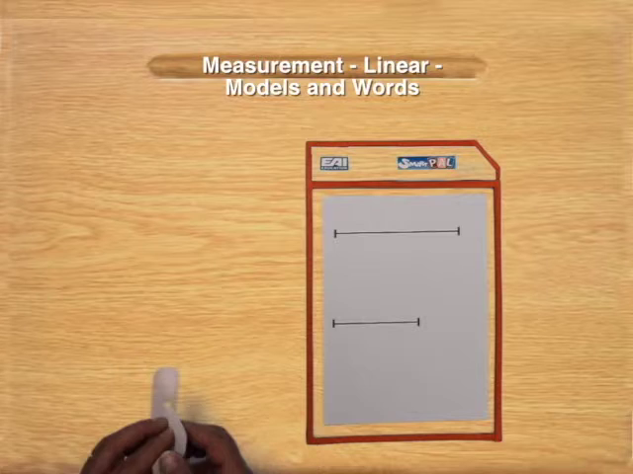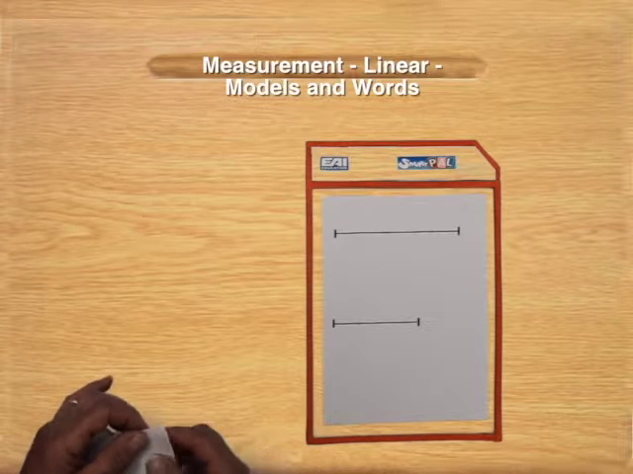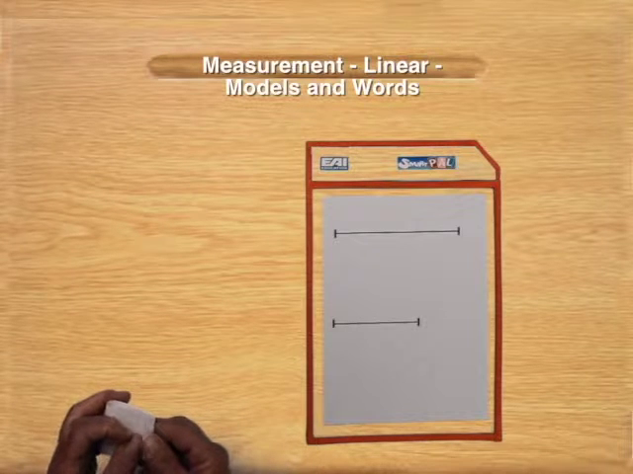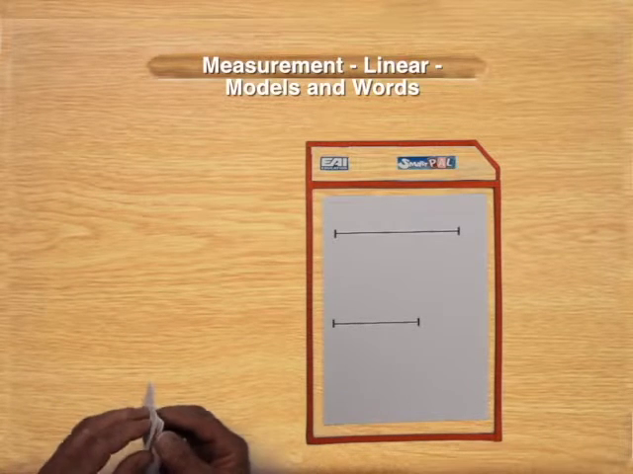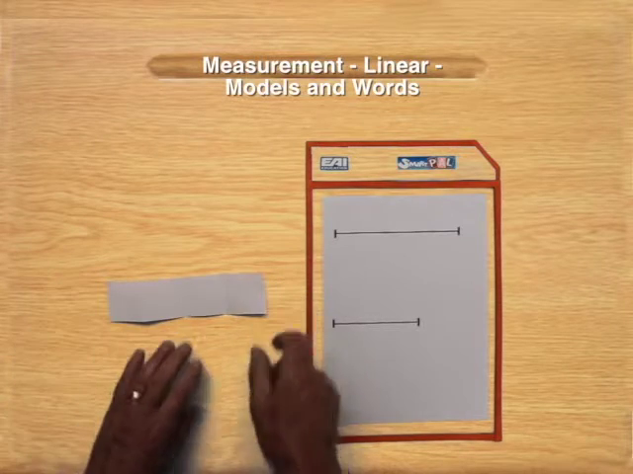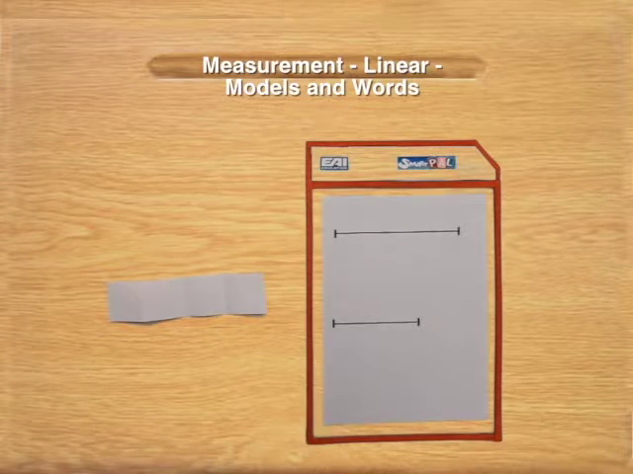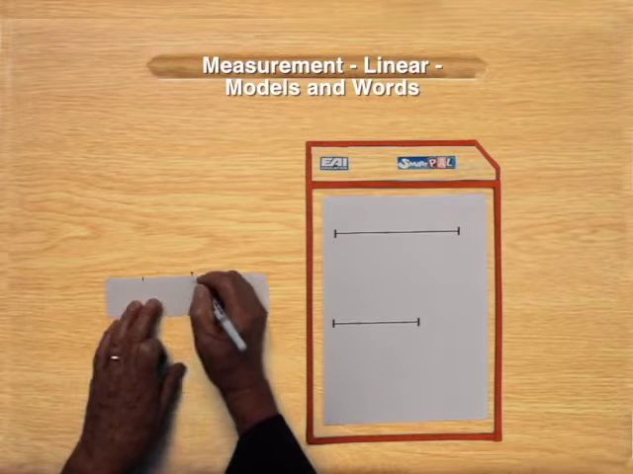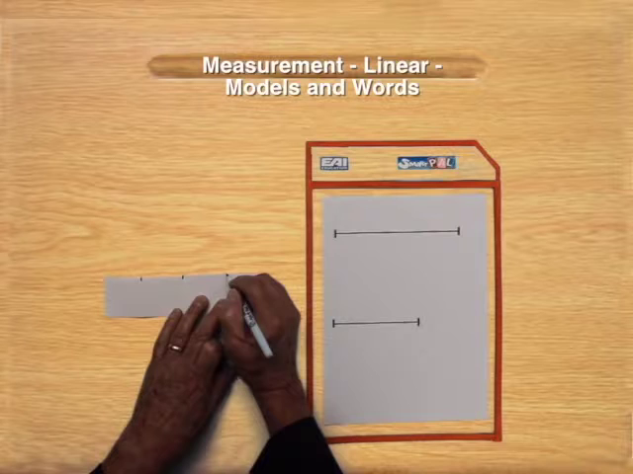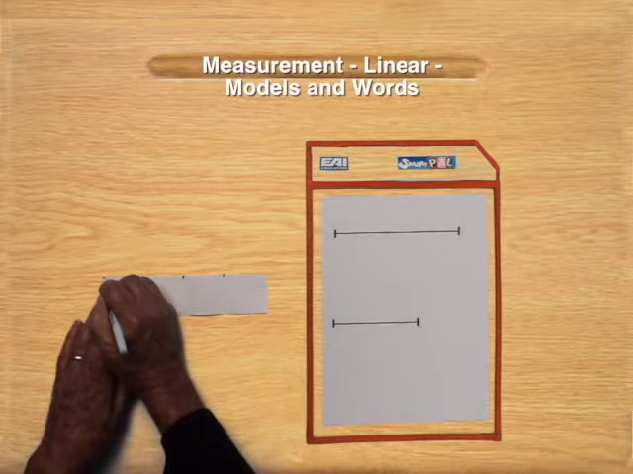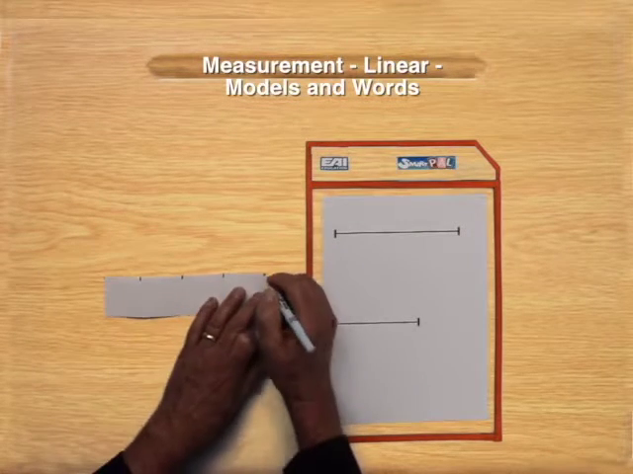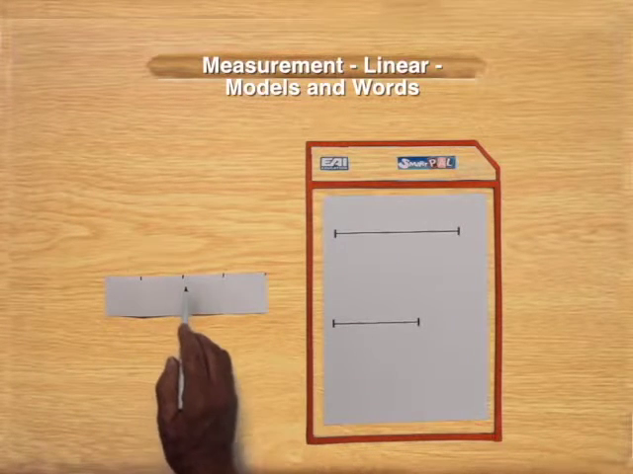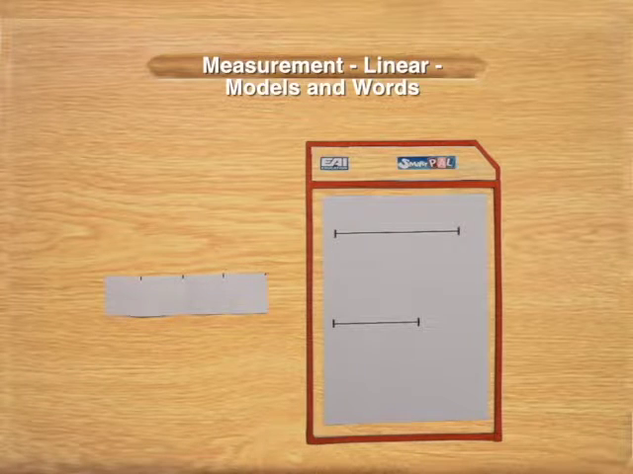So what we're going to do is fold it once, and we're going to fold it again. And what we've now done is we've broken our unit of measure into 4 equal parts. And we're going to make a mark at the beginning of each part. So we'll make a mark here also for the beginning of the whole thing and a mark here at the end. So now we have 1, 2, 3, 4 equal parts.